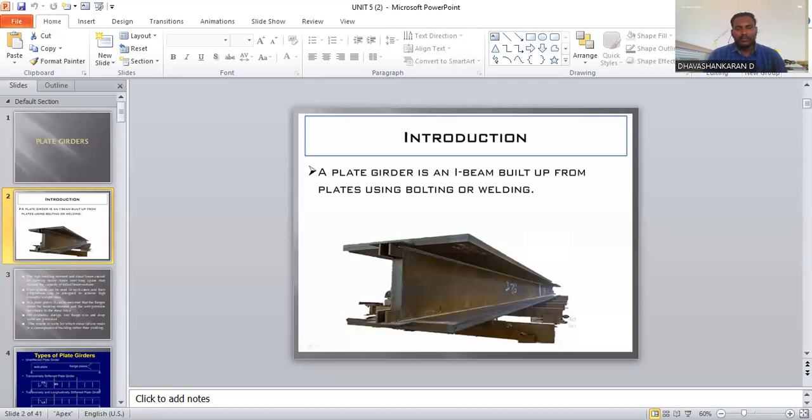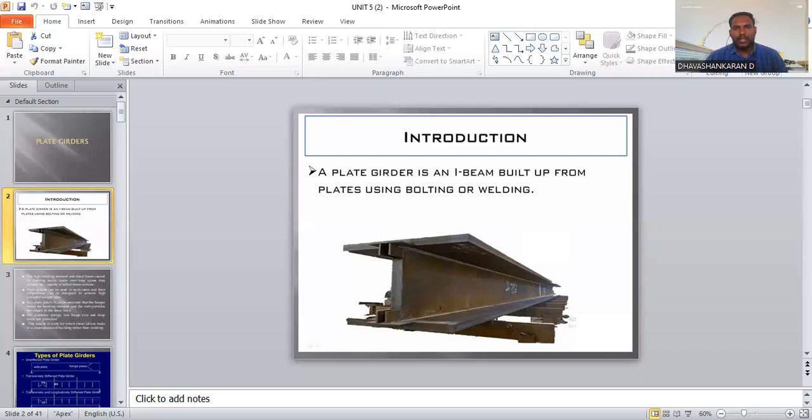Then check for shear. Once we select the particular steel angle section, we have to check whether it resists the bending moment and the shear force. That is step number 7, which is check for shear buckling of web by the simple post-critical method. So these are the steps included for the welded plate girder.